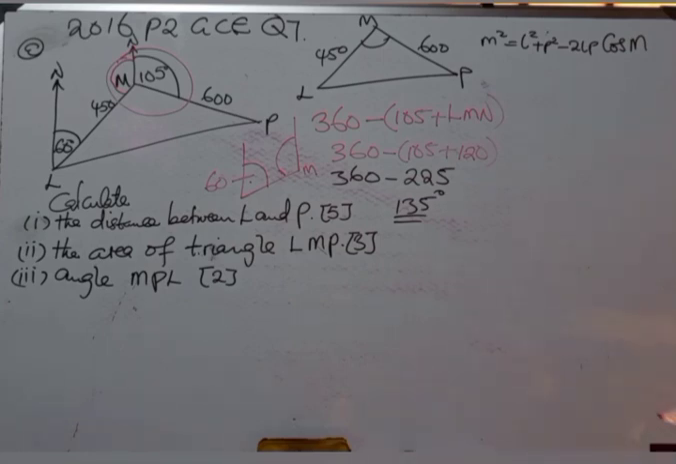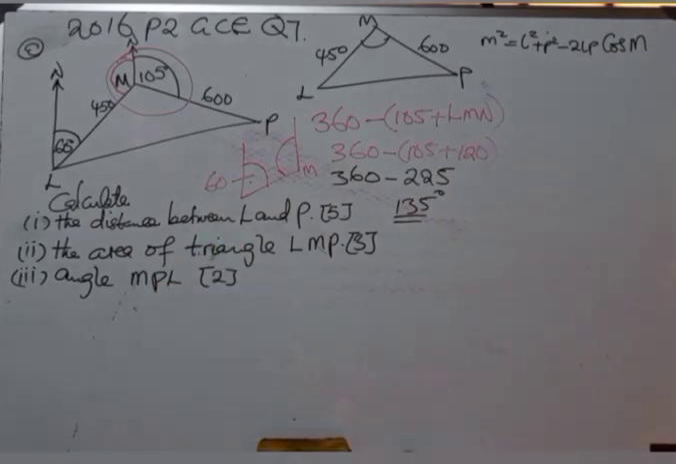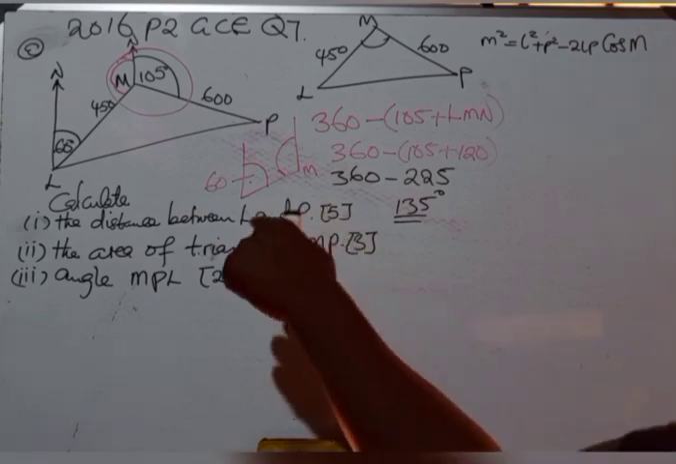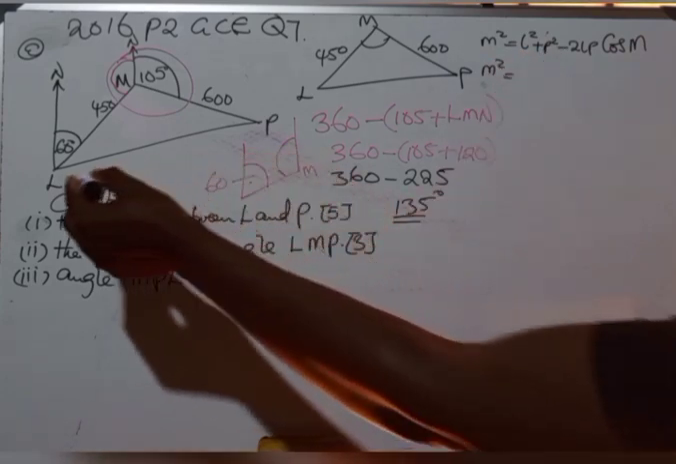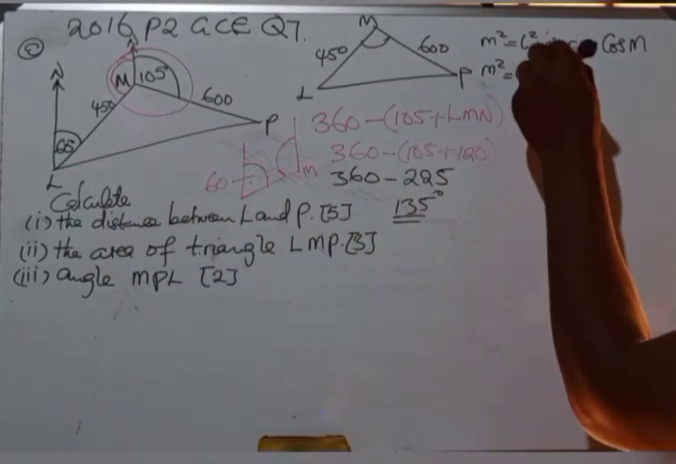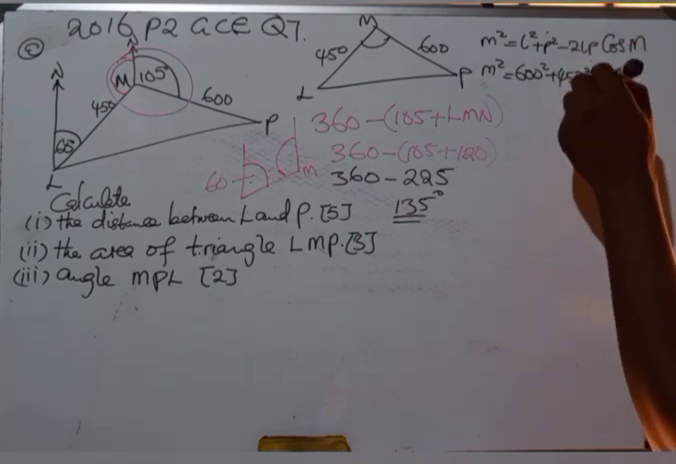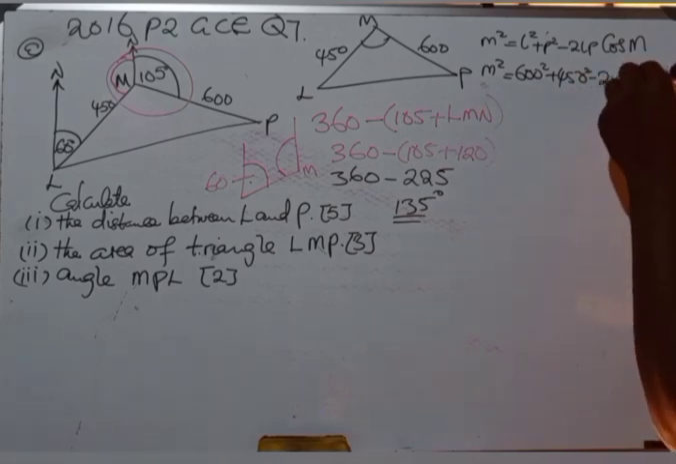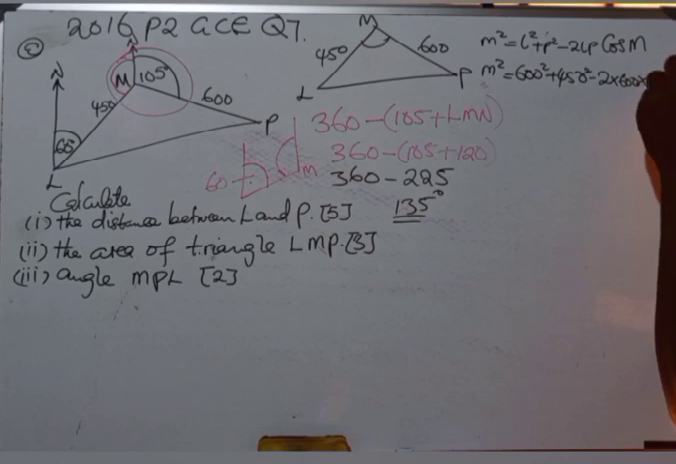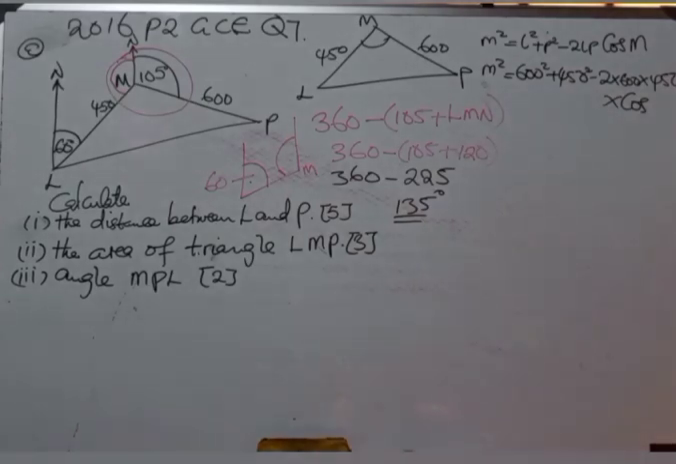Having known now that M is 135, we now continue by saying small letter m, which is the side you are looking for, which is the distance between L and P. So we are going to say m squared is equal to small letter l, that is 600 squared, plus 450 squared, then minus 2 multiplied by 600, then multiplied by 450, then multiplied by cos of this answer we have gotten there.